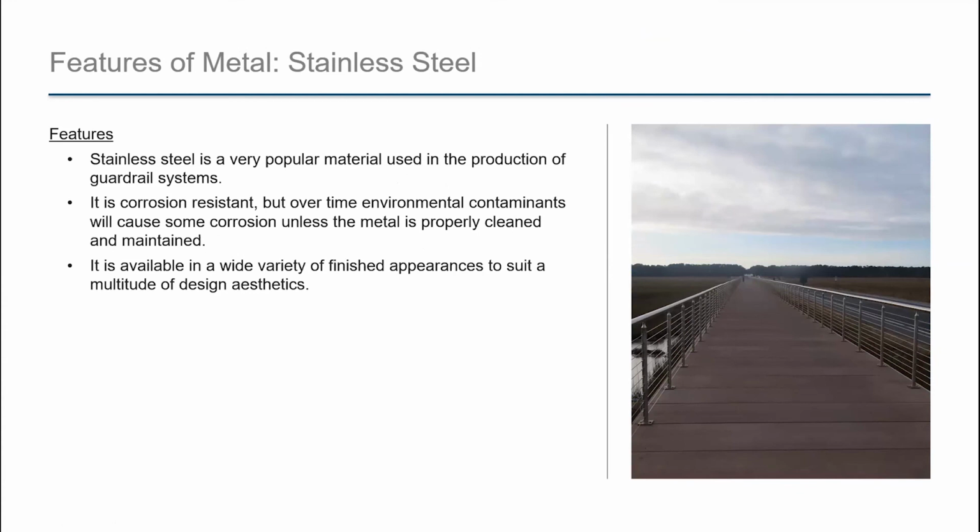Stainless steel is the most common metal type widely used within our industry. Stainless steel is a very popular material used in the production of guardrail systems. It is corrosion resistant, but over time, environmental contaminants will cause some corrosion unless the metal is properly cleaned and maintained. It is available in a wide variety of finished appearances to suit a multitude of design aesthetics.